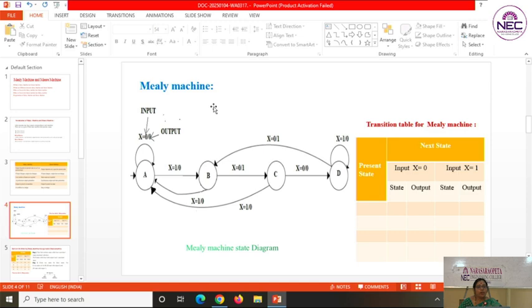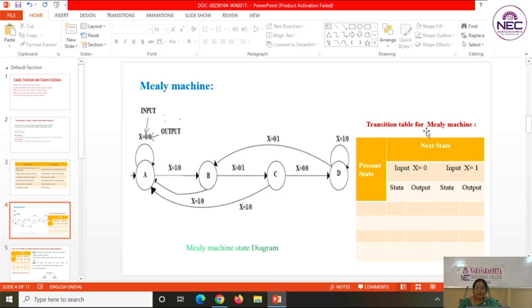Let us take one example of a Mealy machine. This is the state diagram of a Mealy machine. First, identify the number of states: state A, state B, state C, state D. These are the states. The arrow indicates the transition from one state to another state, or from the same state to itself. On the arrow, this is the input, this is the output.